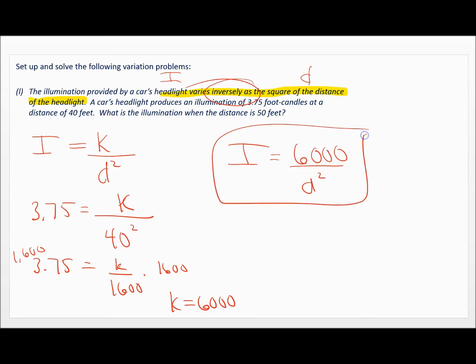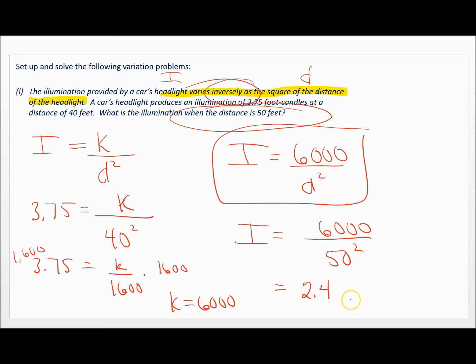That is my formula. Now it goes on to say, what is the illumination if the distance is 50 feet? So I'm calculating illumination. If I have 6,000 over 50 squared, I type that in my calculator, 6,000 divided by 50 squared gives me 2.4. Now, illumination had those weird units, the foot candles. So this would be 2.4 foot candles is the illumination.